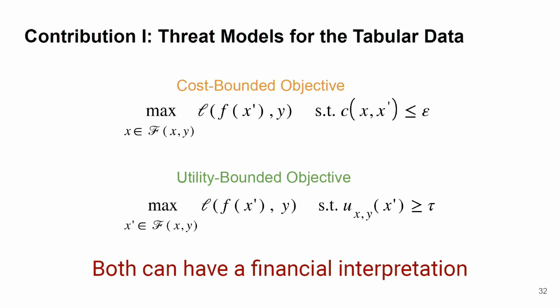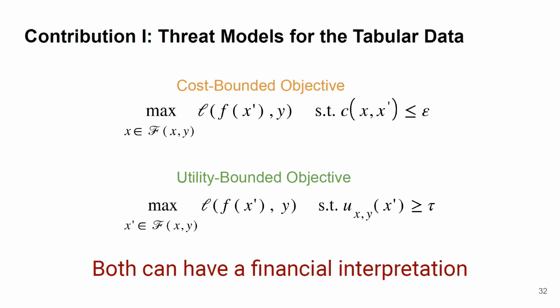To summarize, our first contribution is introducing the threat model which we find the most suitable for tabular data. The first one is a cost-bounded objective, and we had something similar in the prior literature, but our cost-bounded objective is much more generic and captures the behavior of the real-world adversary better. For the discussion of this, I refer to the extended version of our paper. And also, we have a utility-bounded objective, which is something new. This is where you bound the adversary by its potential profit. And it is very important that both of them have a financial interpretation, which we think is important for practical use.